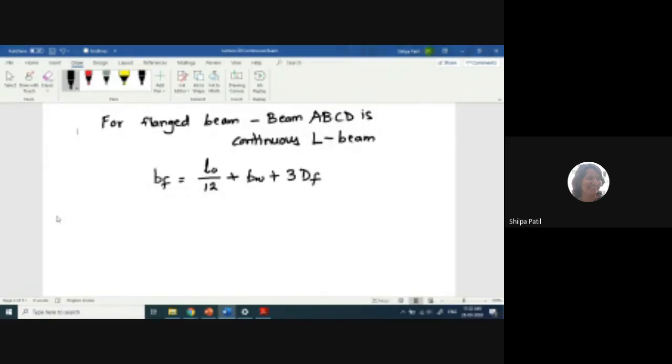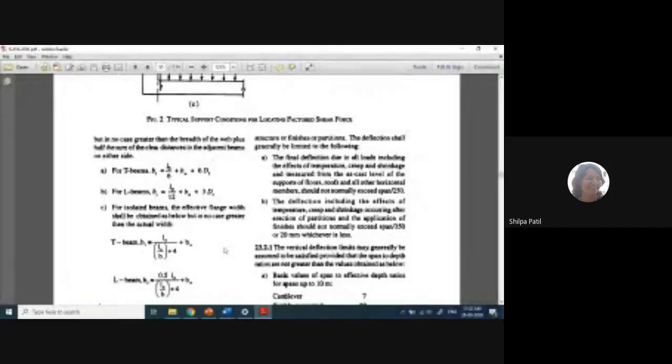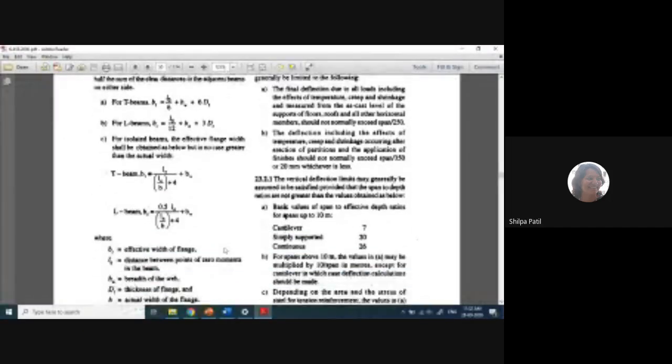What is L0 now? Let us move to the IS code again. L0 is the distance between points of zero moment in the beam. How will you consider this now? L0 in case of a continuous beam, we will consider as follows.